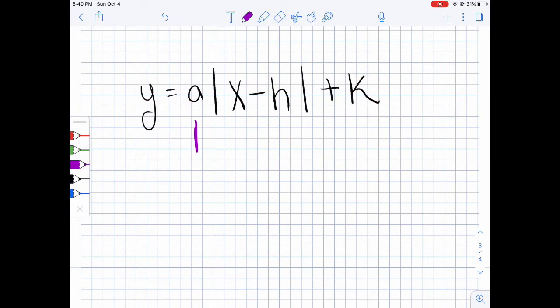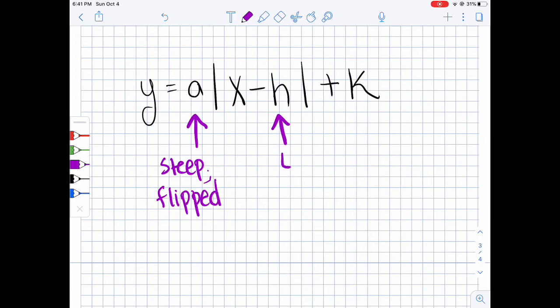In summary, changes to the coefficient outside of the absolute value bars controls the steepness and whether or not it is flipped or reflected. Changes to h, the value inside the absolute value bars, will shift the function left or right. Changes to k, the value outside of the absolute value bars, will shift the function up or down.